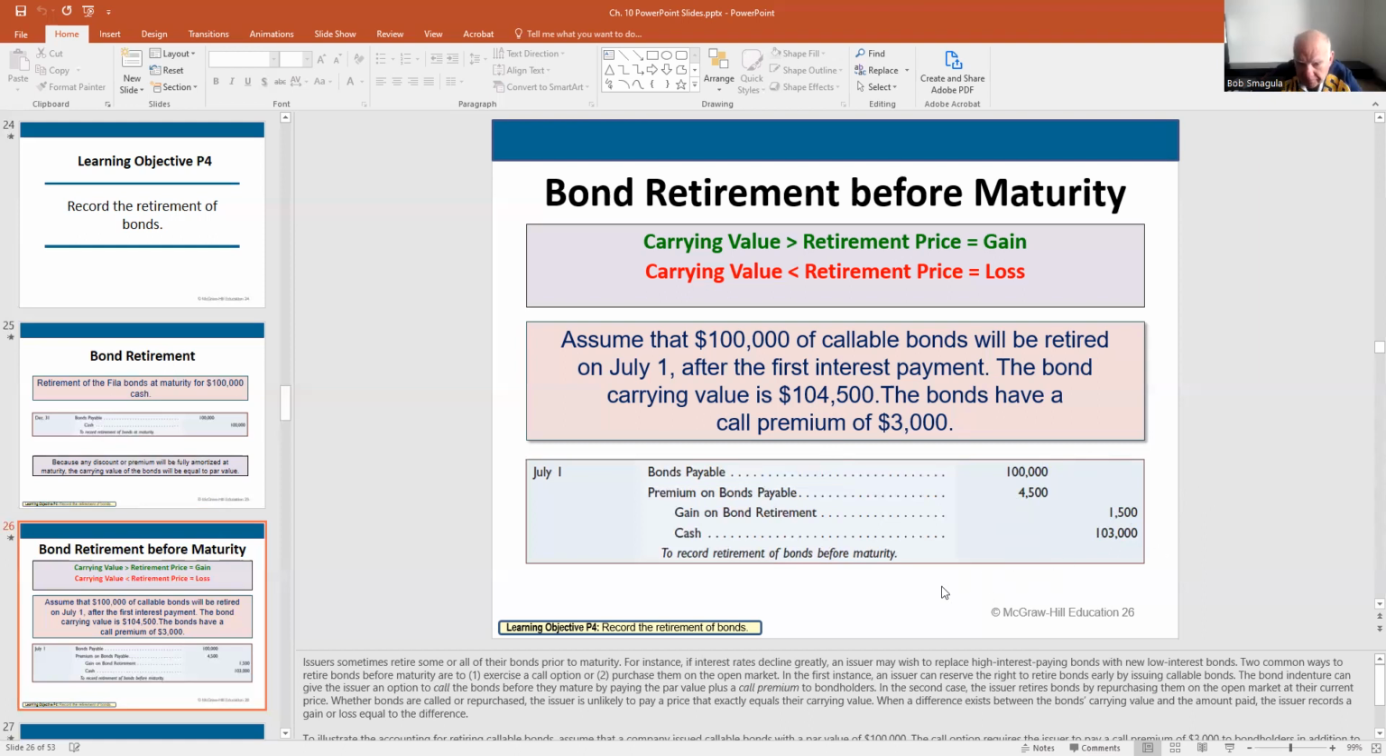And let me just try it again. We're paying back $100,000, right? We're debiting that debt. We are stuck with that premium that's still sitting there, the $4,500. We now have to fully amortize that automatically, and we have to pay back not $100,000, but $103,000, because that's the call premium, if you will, the penalty for severing the deal. And this results, in this case, in a gain of $1,500 on the bond retirement.